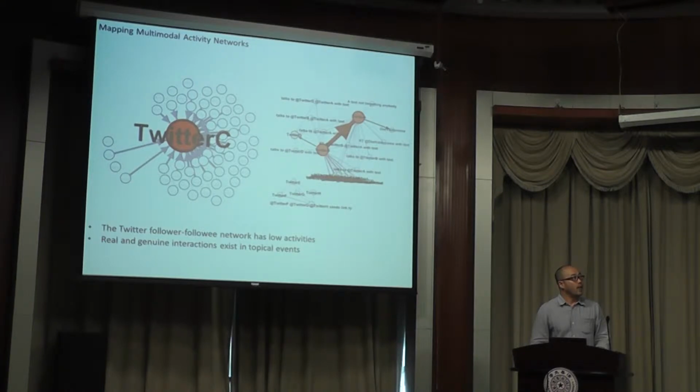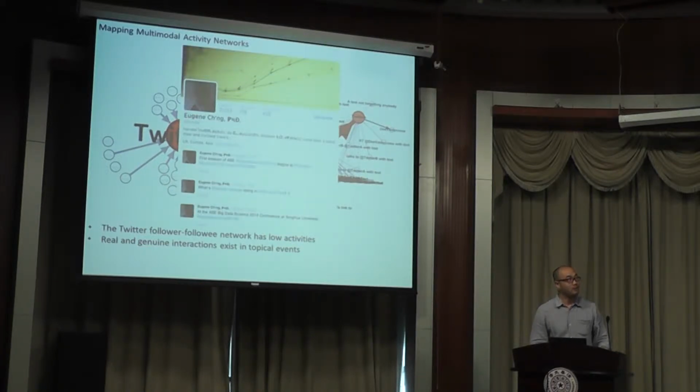We have been modeling and mapping multimodal longitudinal activity networks. If you look at my Twitter, I've got 435 followers. I follow 719, but we rarely have activities. I rarely interact with them. But when it comes to topical events, then there definitely is a lot of interaction. So mapping the follower-following network is not really useful because there are not really a lot of activities.